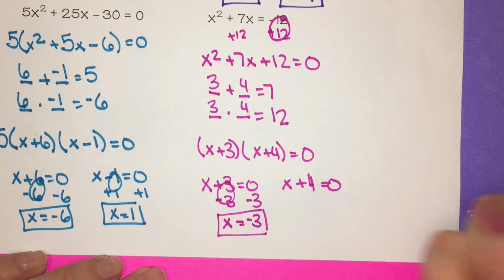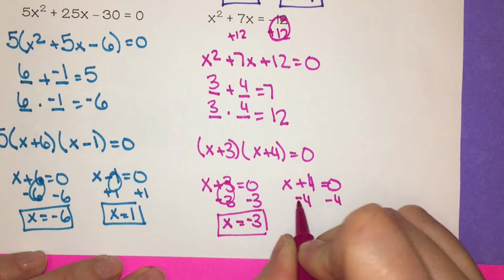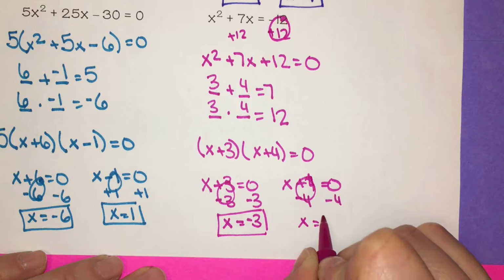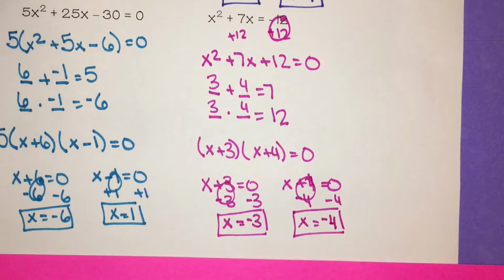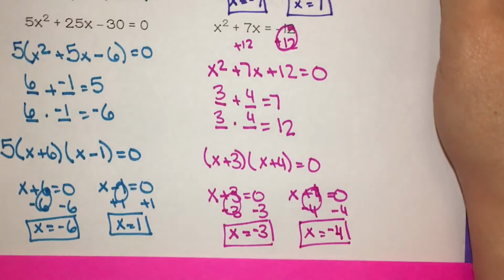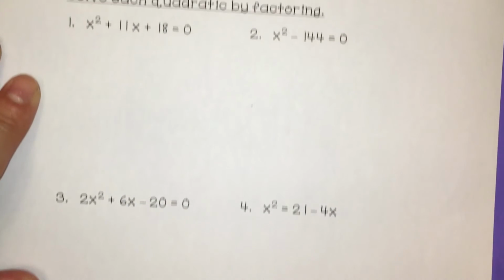Zero minus 3 is negative 3. Subtract 4 on both sides to get x by itself, and I'm left with x equals negative 4. All right? Those are my two solutions. So each problem should have two solutions because you have an x squared value.